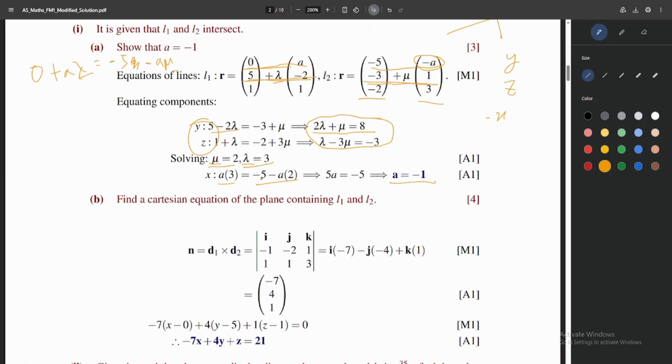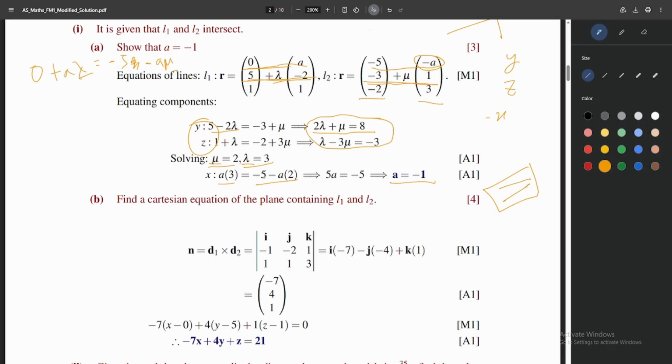Pretty straightforward. The next one is: find a Cartesian equation of the plane containing L1 and L2. So basically it's a plane and it contains the two lines, L1 and L2. Let's say these are these two points, and both of them are wholly on this line. It's like wholly, even that intersection point.